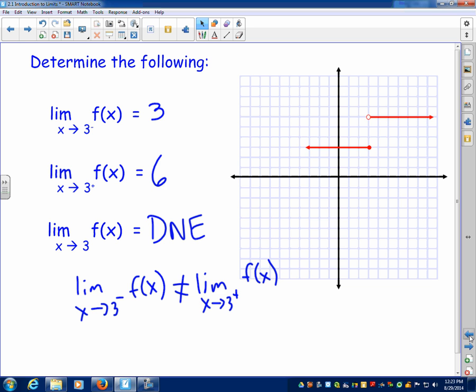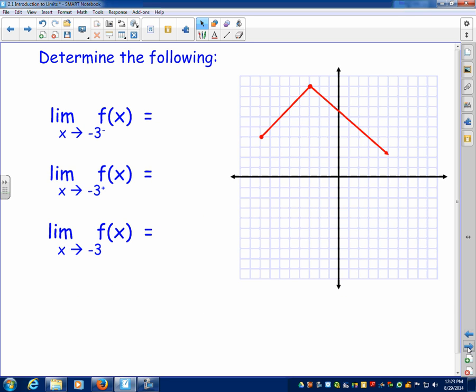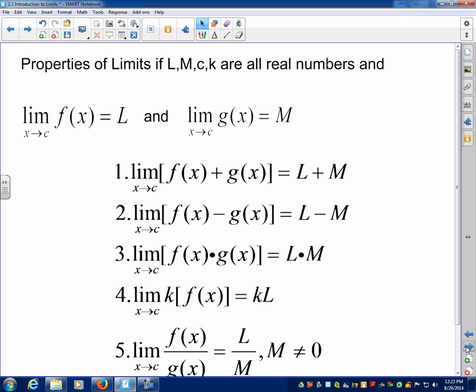So we can calculate a one-sided limit. We can decide if a limit exists, at least visually. We have some properties of limits here, on the next slide. Properties of limits. If L, M, C, and K are all real numbers. So L is a real number. It's actually the y value of the limit of one function. M is the y value of the limit of the other function. C and K are different specific numbers. K is actually a scalar.